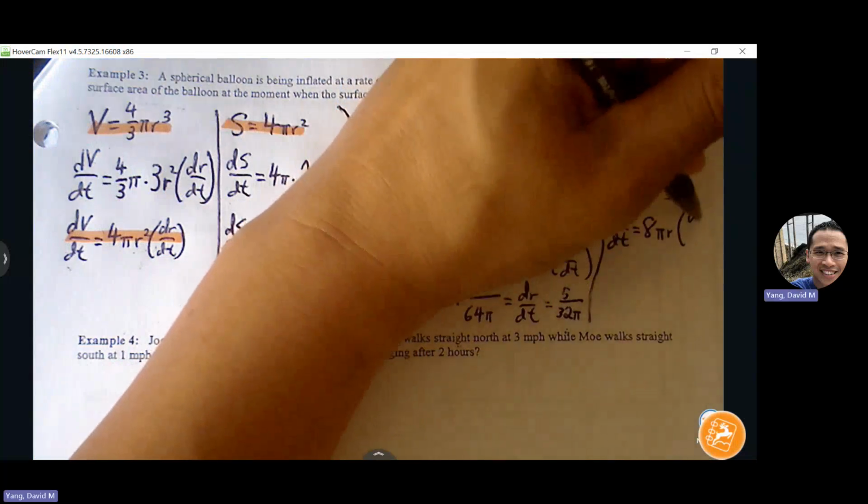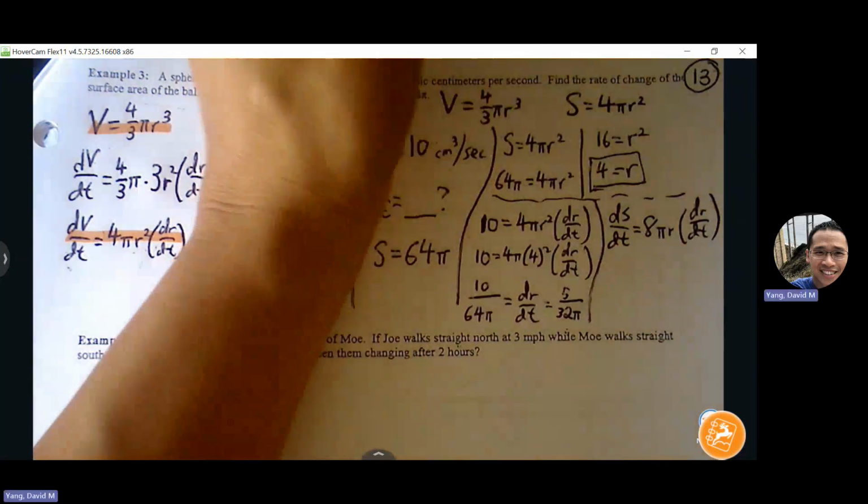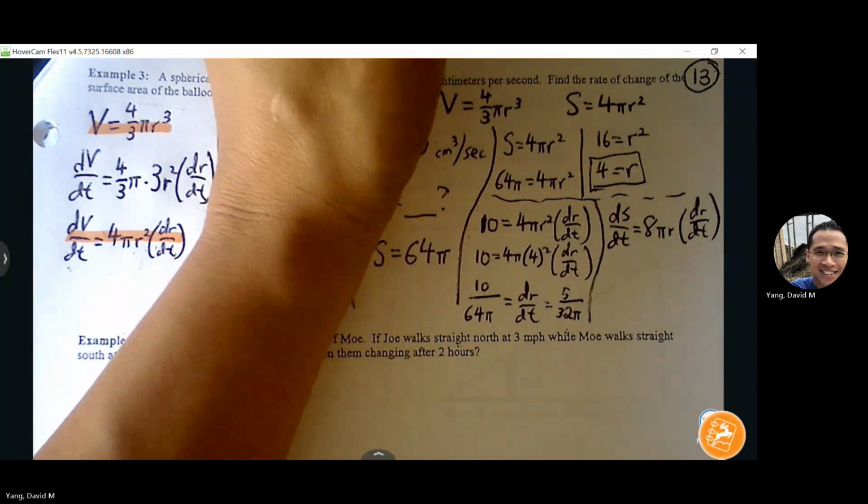Are we going to be allowed to choose a calculator? Yeah, if the numbers are messy, you can just copy them.